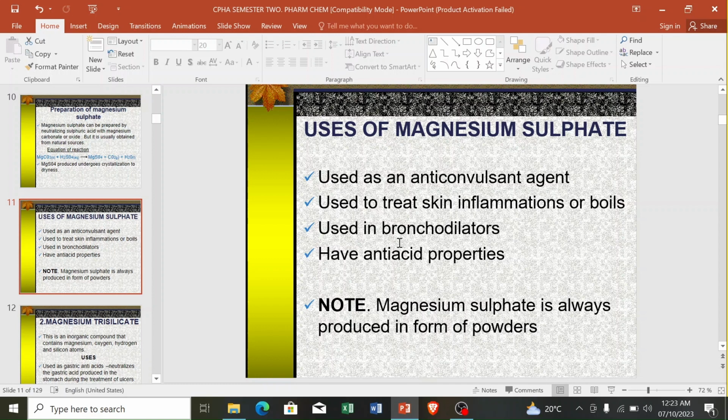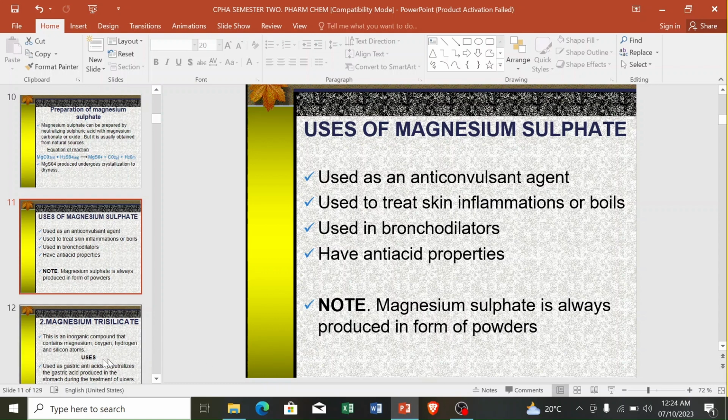It also has antacid properties. We already talked about the antacid property, and magnesium sulfate can also be used as a laxative. Laxatives are medicines or compounds used in the management of constipation. They help the patient who has constipation by softening the stool. Magnesium sulfate is always produced in the form of powders. The dosage form is solid, and to be more specific, powder.